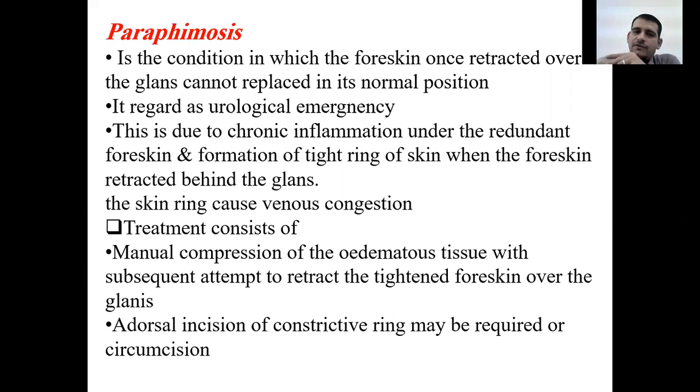Treatment consists of manual compression of the edematous tissue with a subsequent attempt to retract the tightened foreskin over the glans. Dorsal incision or dorsal slit of the constrictive ring may be required, or circumcision.